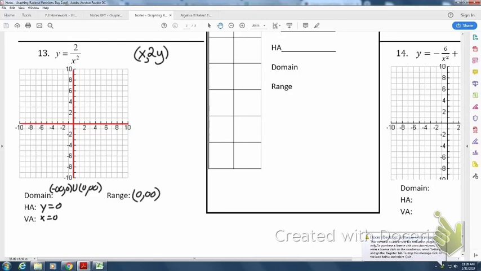So I'm going to take all the y values and I'm going to multiply them by 2. So I've got, again, all these points right here. My x values will stay the same. One half times 2 is 1. And then 2 times 2 is 4. And so those are going to be the points that I want to graph.